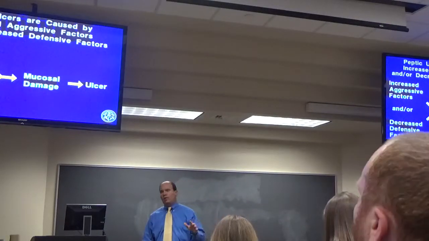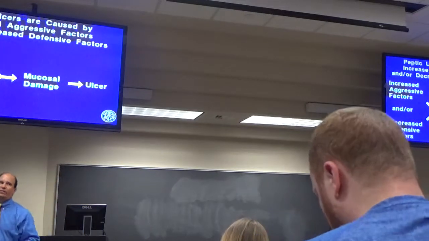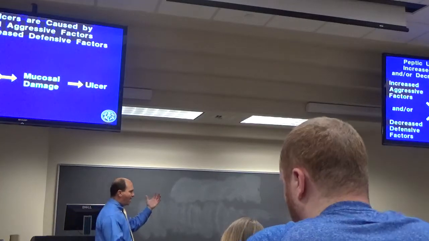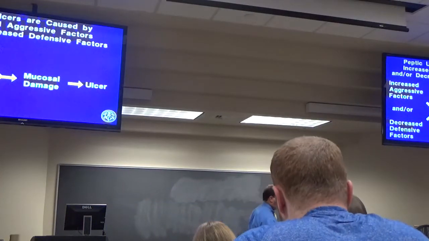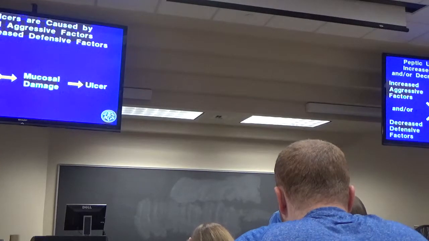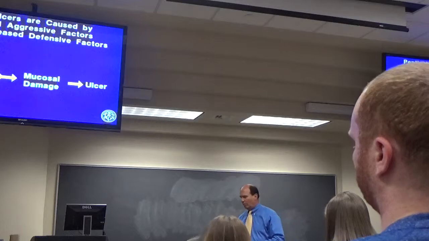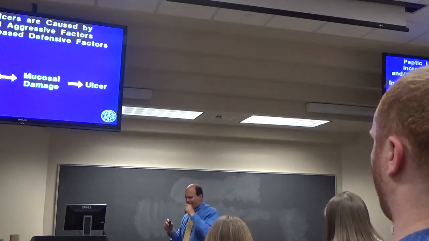And it's simply that you have aggressive factors in your stomach, obviously. You have defensive factors that protect the wall of your stomach, obviously. As long as there's a balance of those two, everything works fine. But anything that tips that balance either way, you get problems. So if you decrease your defensive factors or increase your aggressive factors, you'll get mucosal damage and an ulcer.